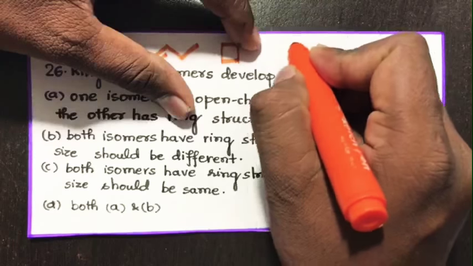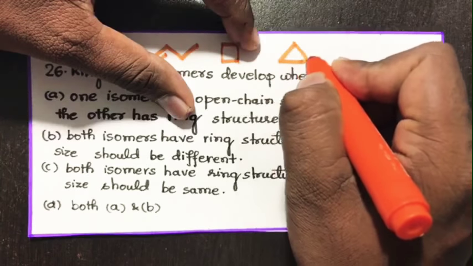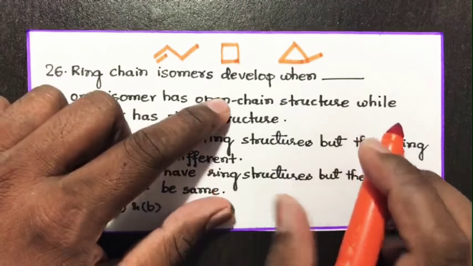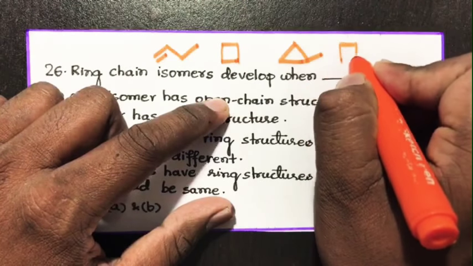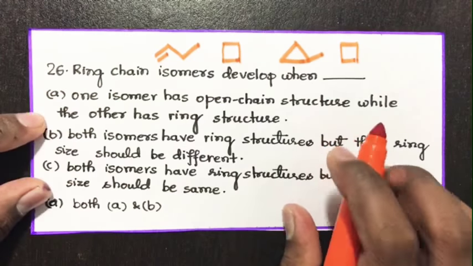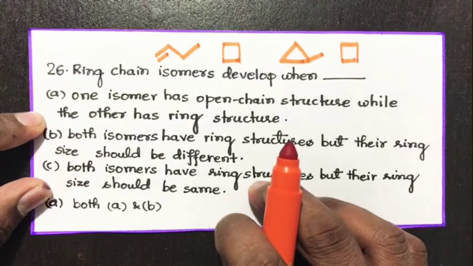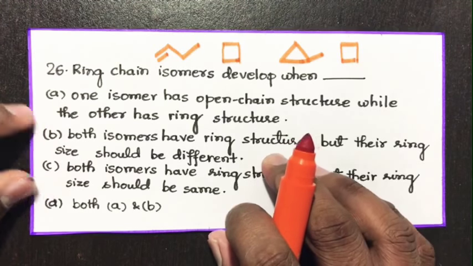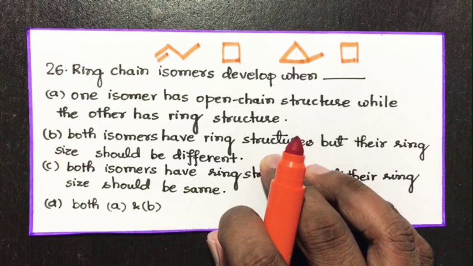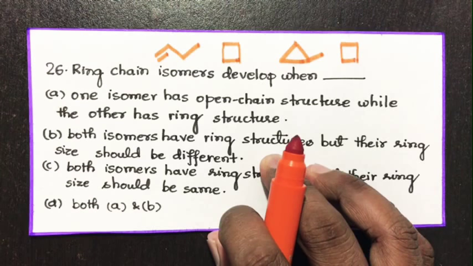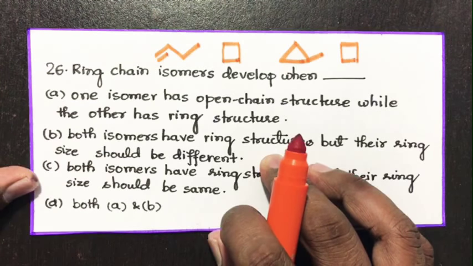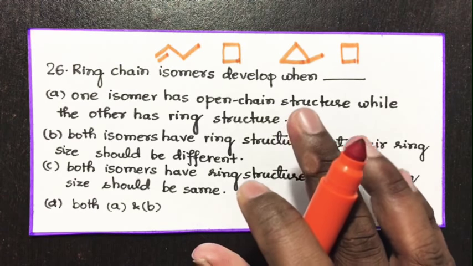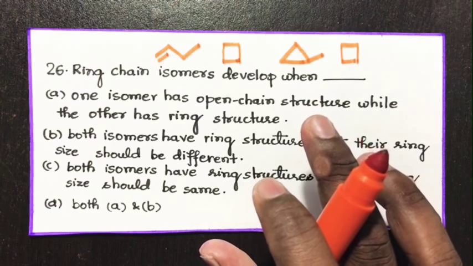For example, this is methyl cyclopropane and this is cyclobutane. Again, both have the same molecular formula, so they can also be ring chain isomers. So the ring chain isomers are the isomers in which one is in open chain and another is in ring, and also if they both have the ring structure, then their ring size should be different.